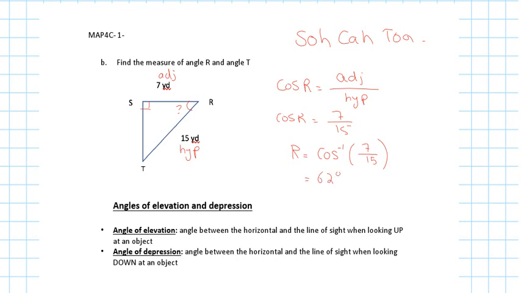This is where I asked you previously, what if I asked you to find the second angle? So in this case, to find angle T, it equals 180 minus 62 minus 90. What do you get? 28.